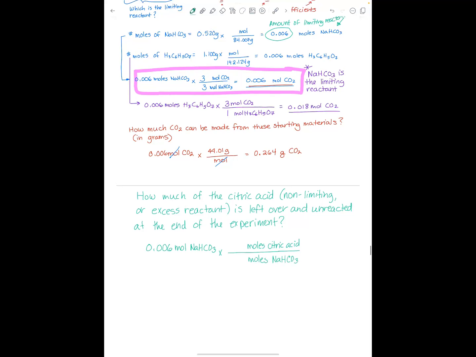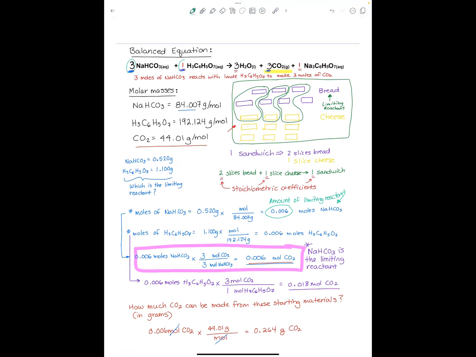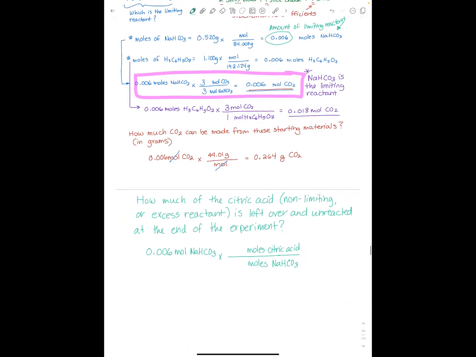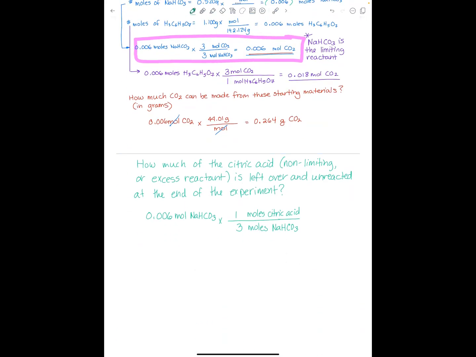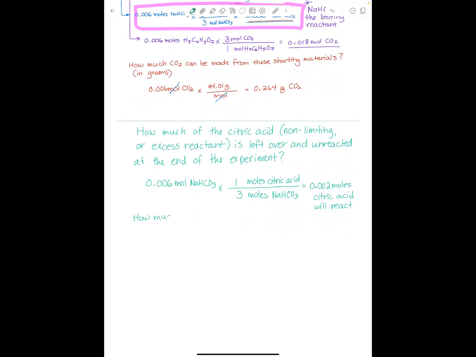And we're going to use those stoichiometric coefficients from our chemical reaction. So we have 3 moles of sodium bicarbonate, so that will go down here on the bottom, for every 1 mole of citric acid that reacts. So this is going to tell us the number of moles of citric acid. And when we do this math out, we get 0.002 moles of citric acid will react. Okay. So now how much mass is this? Because the mass is what we can measure in the lab. So we just have to convert our moles of citric acid to grams of citric acid.